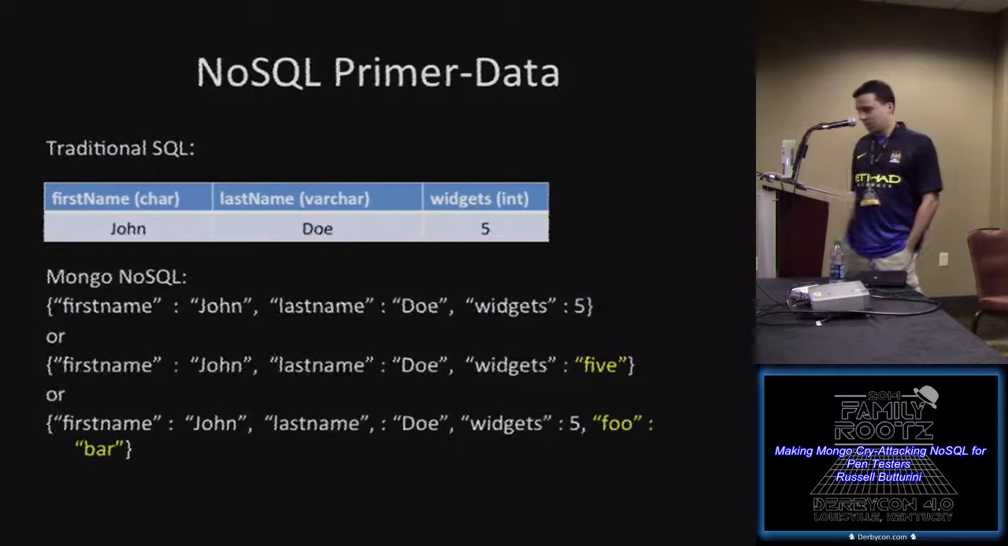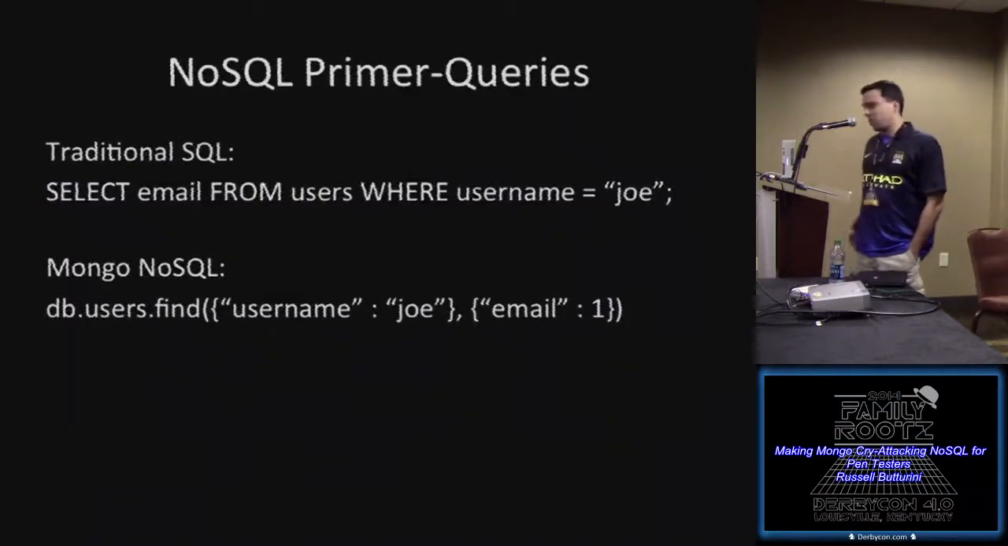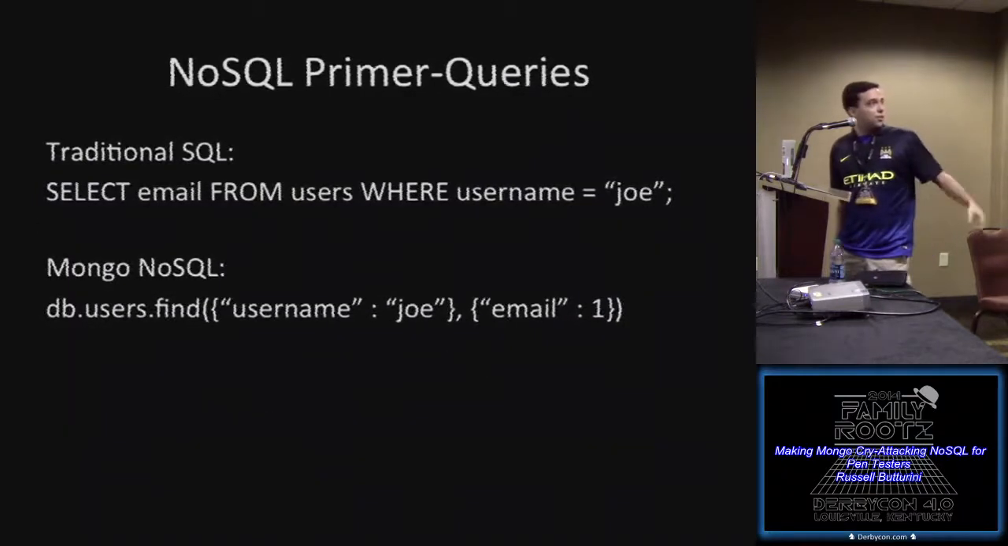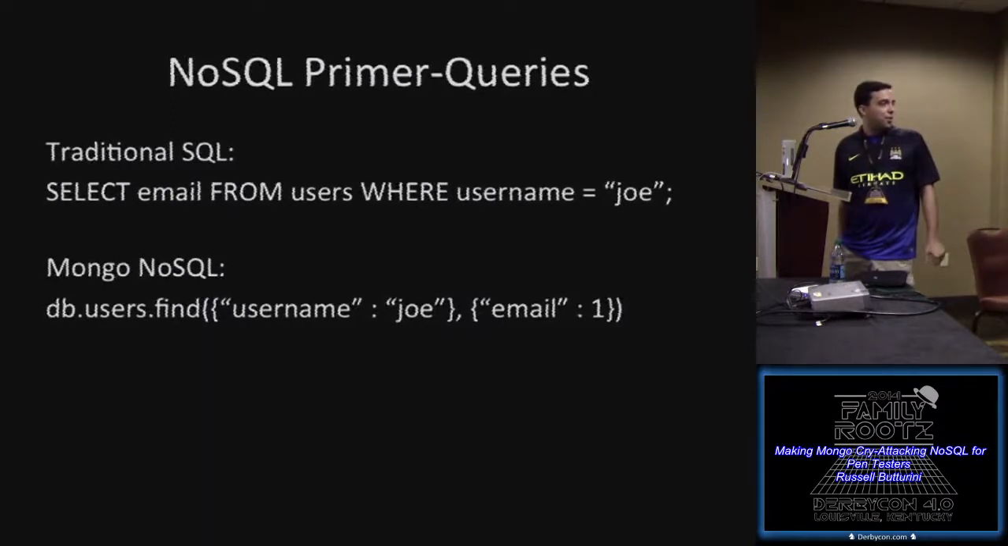And then for queries, it's really just syntactical changes. I'm really bad with SQL queries, so that may not be right. But you see, we select something from something where the username matches something. In Mongo, you pass in what you want to go get. I'm going to set a 1 for the key value pair I want to get back. So, same concept, just in a different format.